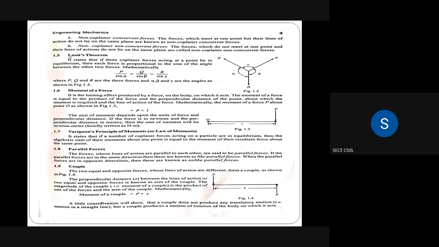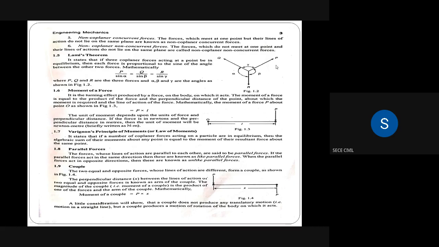If it wants to be in equilibrium, then what is the condition? Then the condition is each force is proportional to the sine of the angle between the other two forces. So mathematically, P by sine alpha, Q by sine beta, and R by sine gamma. Okay, so each force is proportional to the sine of the angle between the other two forces.